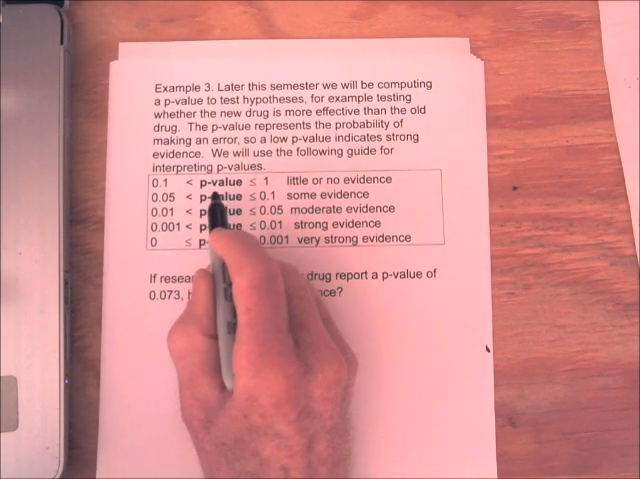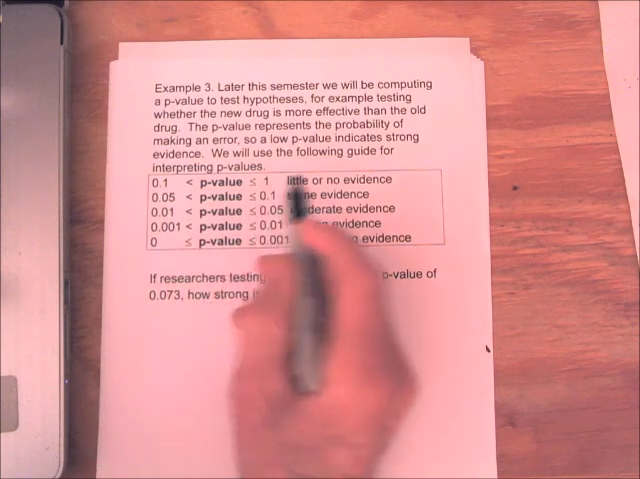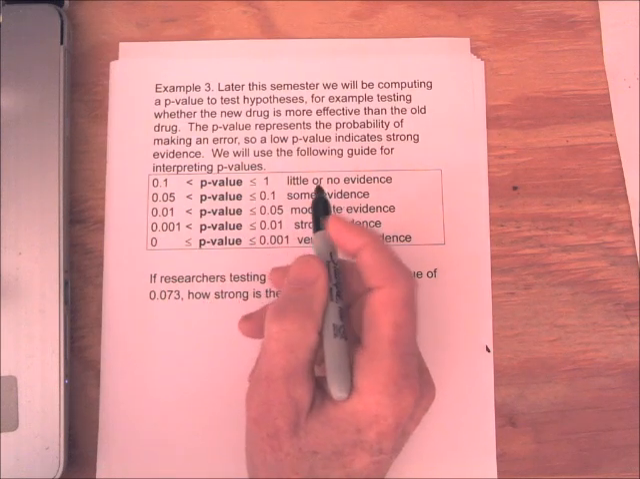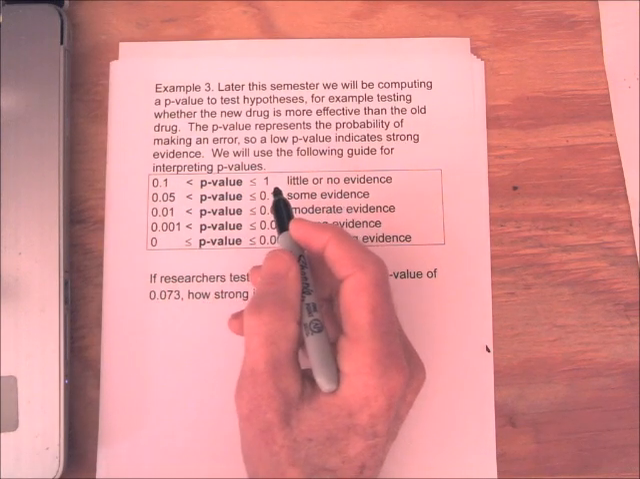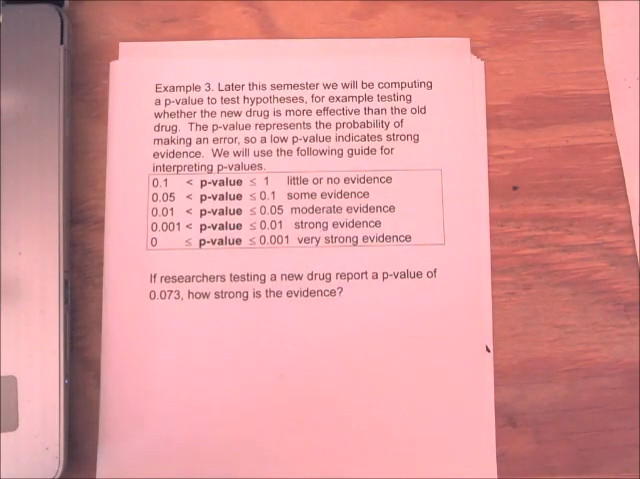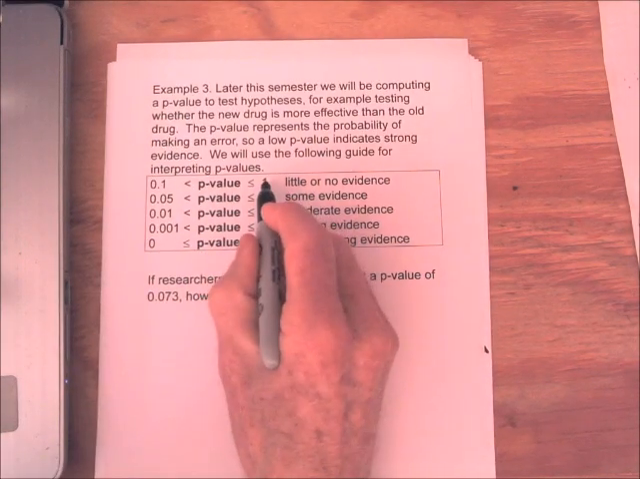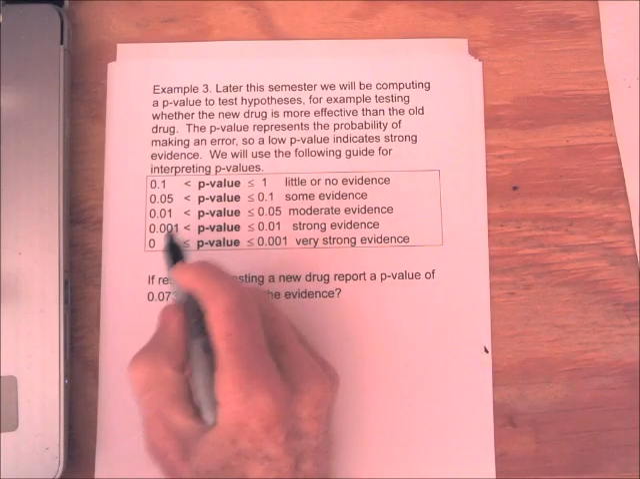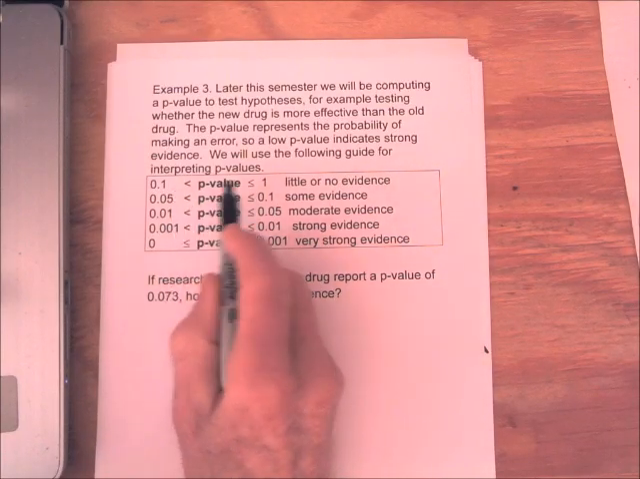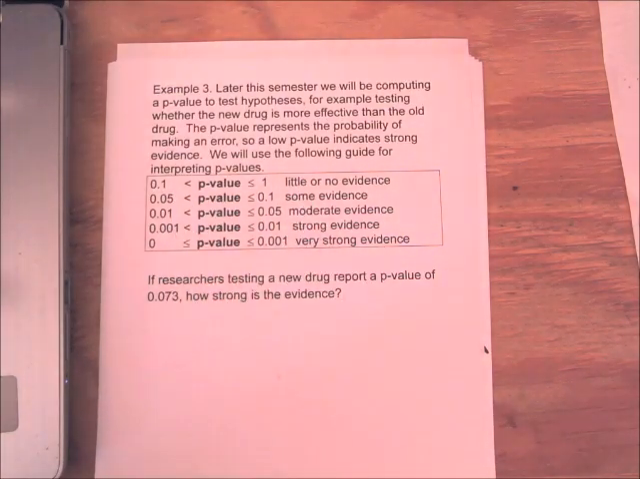And so a p-value between 0.1 and 1, little or no evidence. A p-value is never going to be more than 1. A p-value is a probability, and if an event is certain to happen, it has probability of 1. It's always going to be between 0 and 1. But if it's between 0.1 and 1, we'll say little or no evidence.